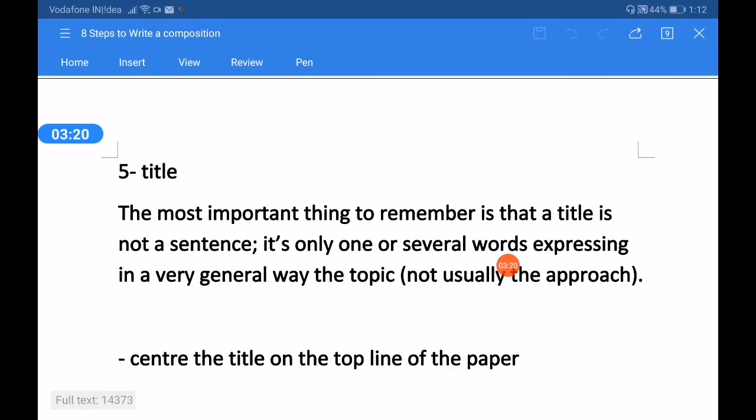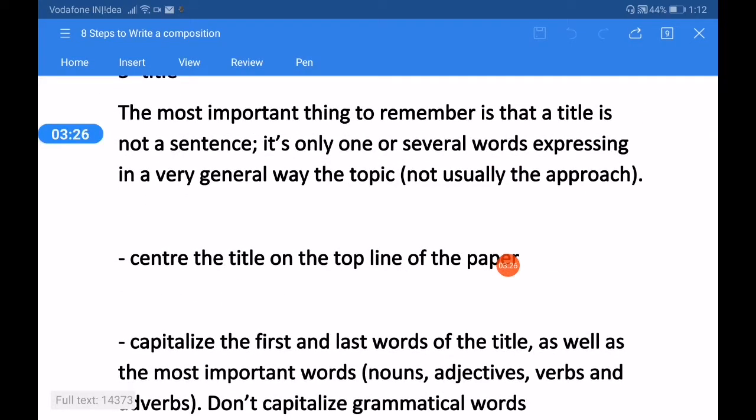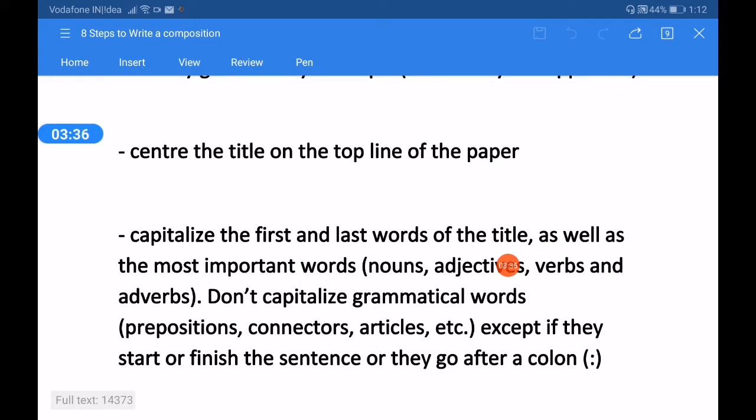The most important thing to remember is that a title is not a sentence. It is only one or several words expressing in a very general way the topic, not usually the approach. Center the title on the top line of the paper. It means on the piece of paper in the copy you have to write the title in the center.